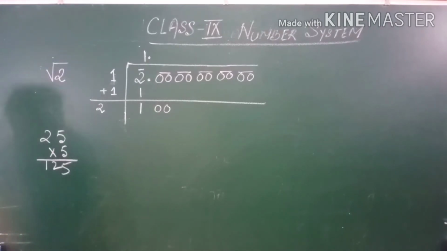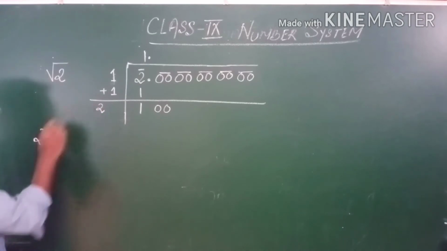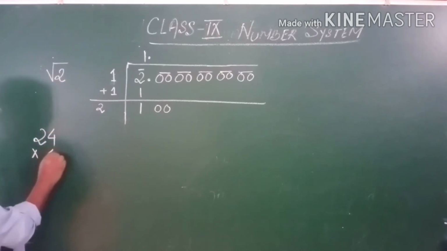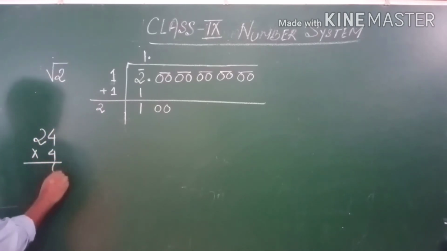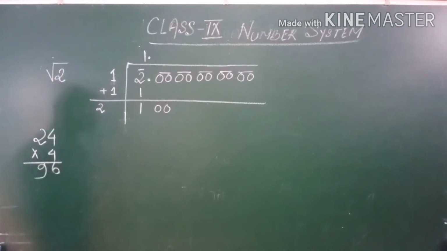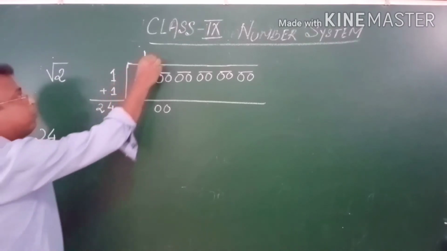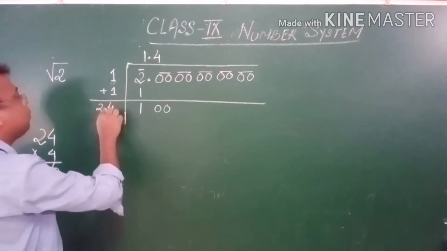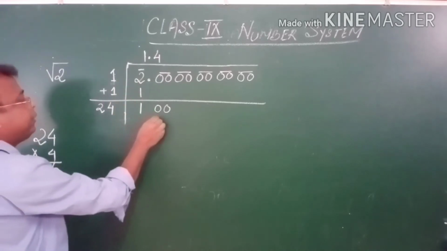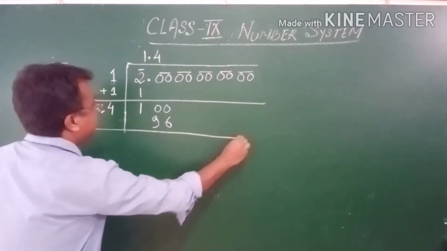Okay. Let us check one more number. 2 is already there. 4. 4 times 4 is 16. 2 times 4 is 8. 8 plus 1 is 9. So 96. Okay. Now you see it is less than 100 or not. So we can take 4. So I can take 4 here, you have to write 4 here. So 24 times 4 is how much? 96. Correct. Now what is the next step?